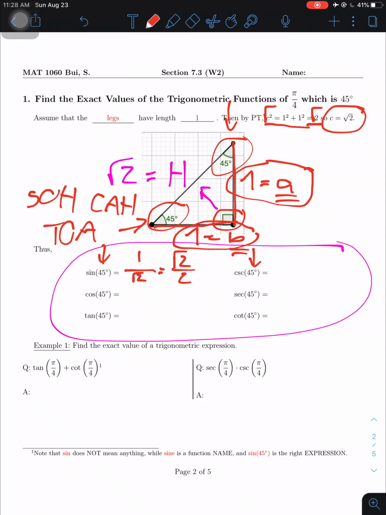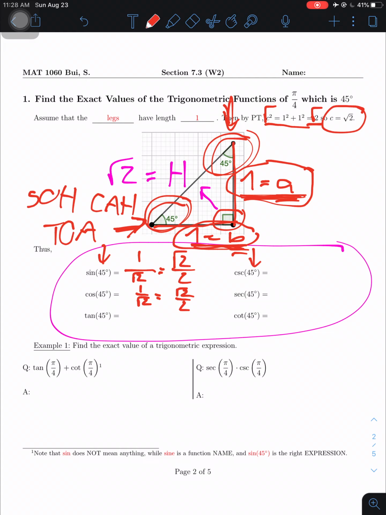Next up, we have cosine equals adjacent divided by hypotenuse. It's also 1 divided by the square root of 2. And then rationalizing it, we have square root of 2 divided by 2. Again, it doesn't matter if you go for this 45 degrees or this 45 degrees, because for this 45 degrees, this in here is the adjacent, and for this 45 degrees in here, this side will be the adjacent. The two adjacents are equal to each other, which is 1. So for this problem specifically, it doesn't matter which 45 degree angle we pick.